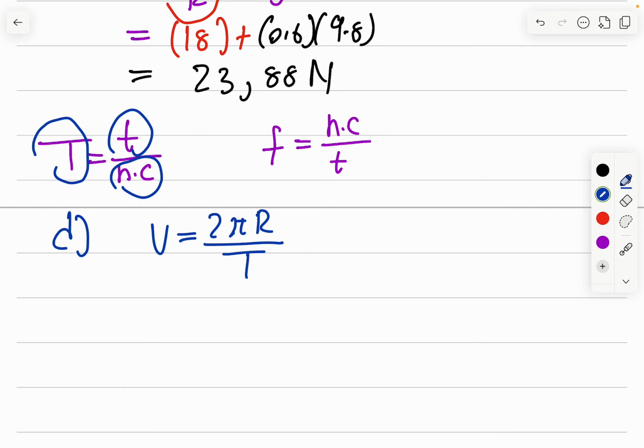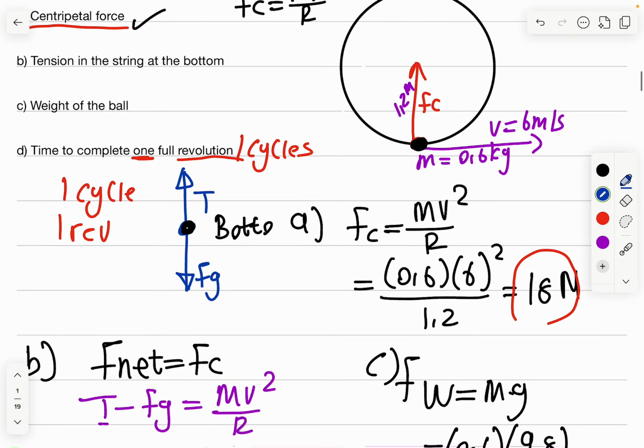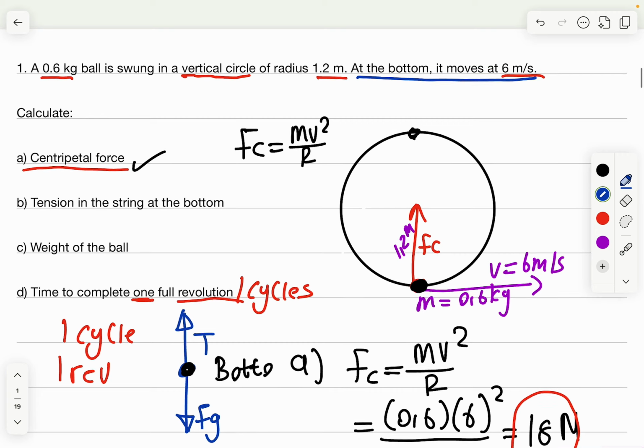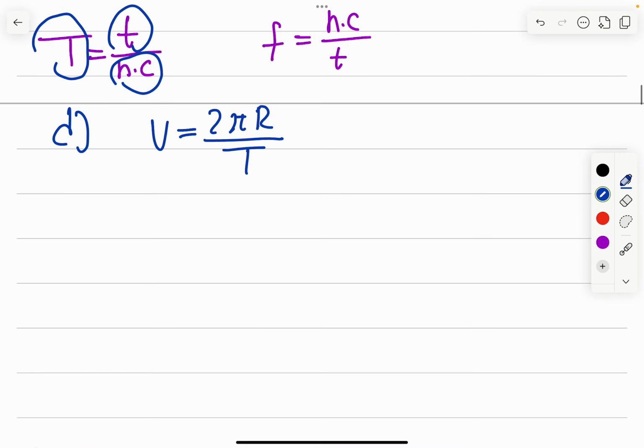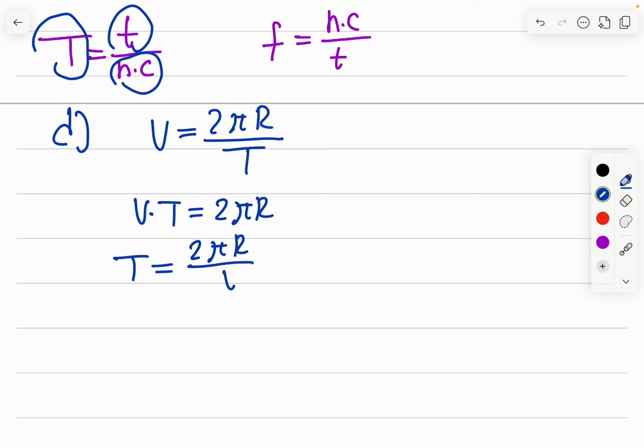In this formula, you have your velocity there. Your velocity is 6 meters per second. Let's make t the subject of the formula. We have velocity multiplied by t equals 2 pi r. Therefore, our period equals 2 pi r divided by velocity.